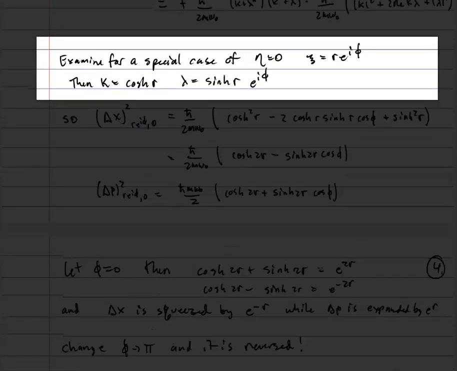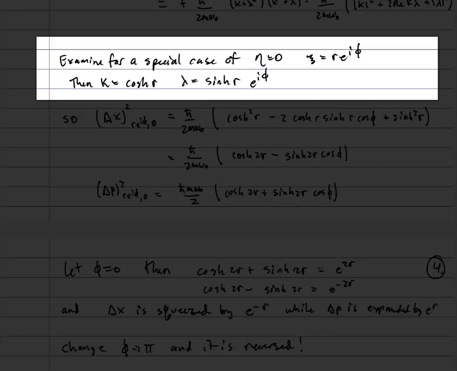All right, so now what we're going to do is consider the special case of eta equals 0 and c equals r e to the i phi. We often find that working with squeezed states, setting eta equals 0 is a valuable thing to do, and it just makes a lot of equations simpler. Then if you plug in the definitions of kappa and lambda, you'll find kappa is equal to the hyperbolic cosine of r, and lambda is equal to the hyperbolic sine of r times e to the i phi, where r and phi are real numbers.